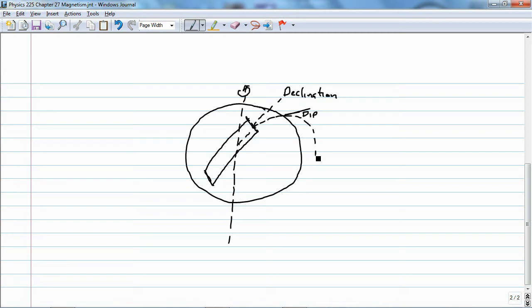Okay, so now if I have a compass and the north side of my pointer points north, that means that the south pole of the magnet is at the north pole and the north pole of the magnet is in the south pole. That's the only way you can get that north needle pointing in the north direction.